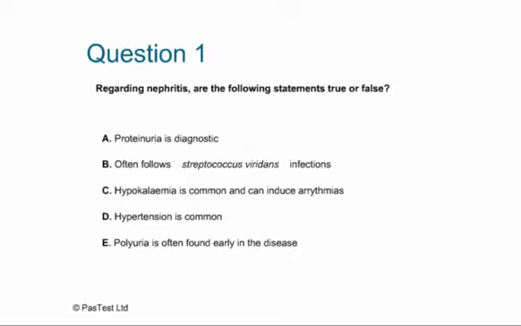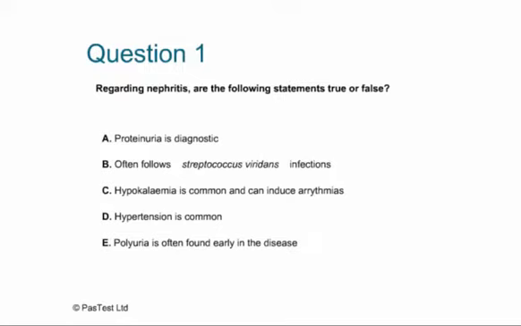Let's start off with a question. Question 1. Regarding nephritis, are the following statements true or false? A. Proteinuria is diagnostic. B. Often follows staphylococcal infections. C. Hypokalemia is common and can induce arrhythmias. D. Hypertension is common. And E. Polyuria is often found early in the disease.